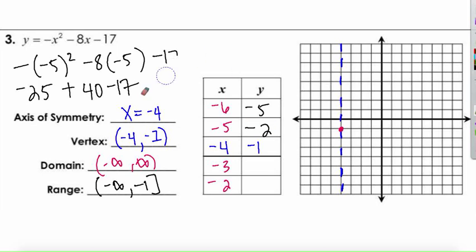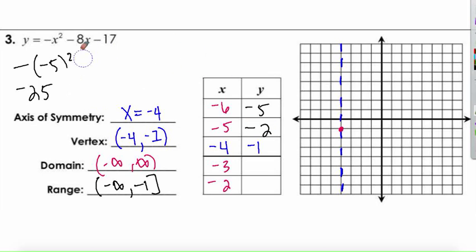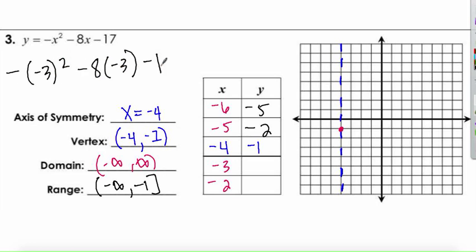We'll do the other two, and then from here we'll talk about what else you could do aside from this long process. So we've got negative 3 squared minus 8 times negative 3 minus 17. So that's 9, with the negative outside, so negative 9, plus 24 minus 17. So negative 9 plus 24 minus 17 also gives us a negative 2.